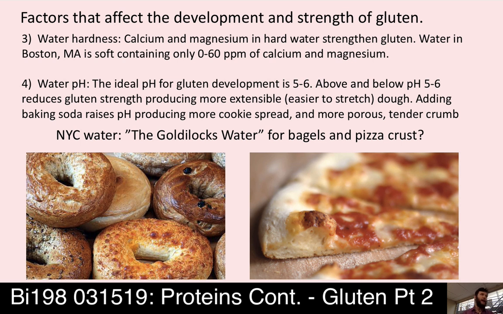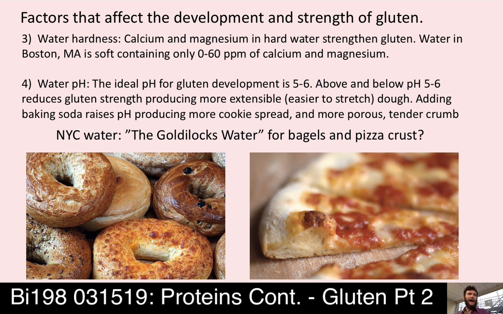Supposedly the ideal pH for gluten development is slightly acidic. So neutral water is 7. The pH of your blood is about 7.4. But the ideal pH for gluten is a little bit on the acidic side, between 5 and 6 somewhere. If you go above and below that, it's going to reduce the gluten strength and make easier to stretch dough.